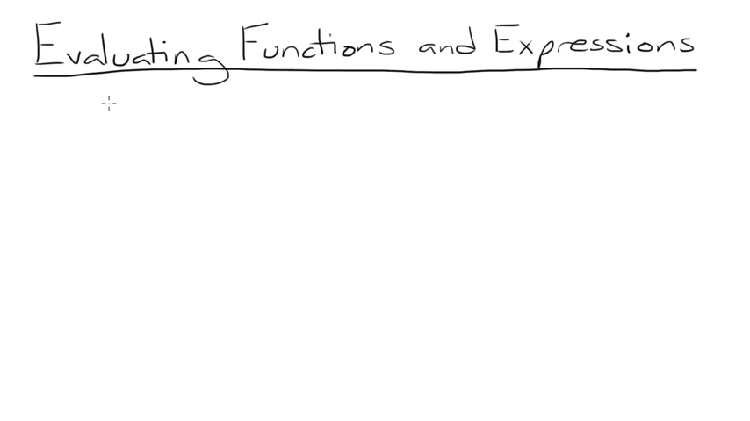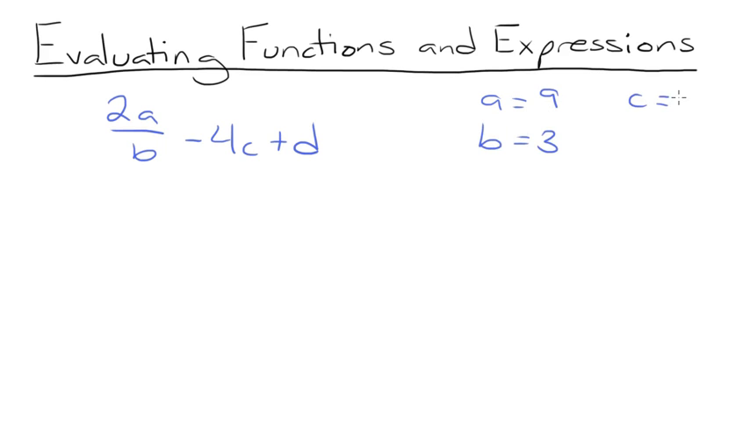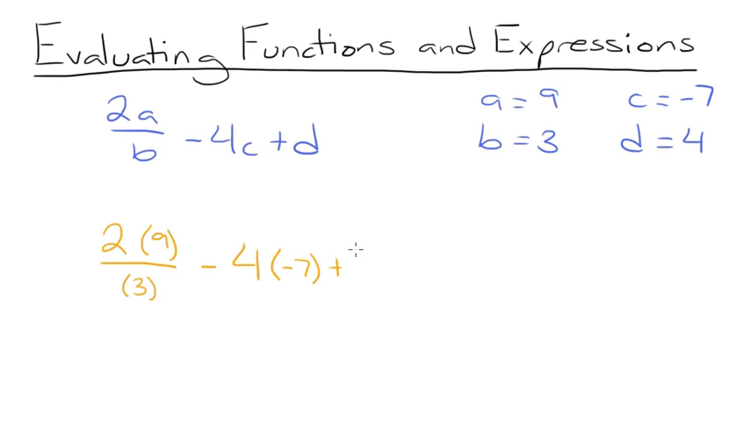Simplify the expression 2a over b minus 4c plus d when a equals 9, b equals 3, c equals negative 7, and d equals 4. So we're going to start by substituting in our numbers. So we have 2 times a, and a is equal to 9, over b, which is equal to 3, minus 4 times c, which is negative 7, plus d, which is 4.